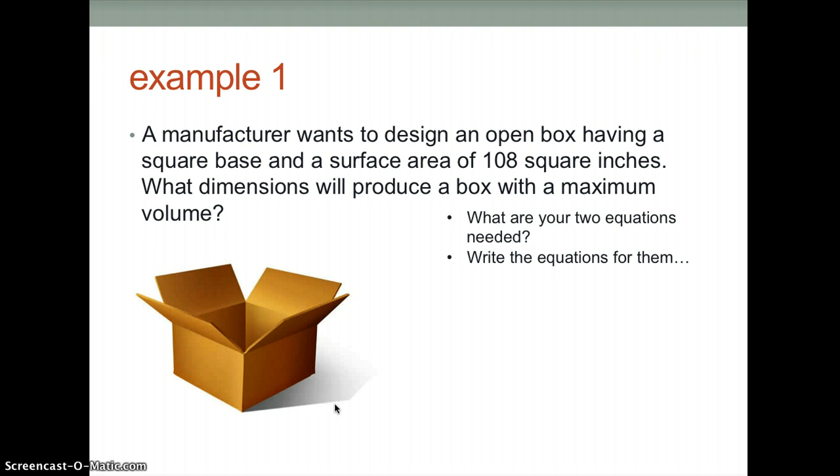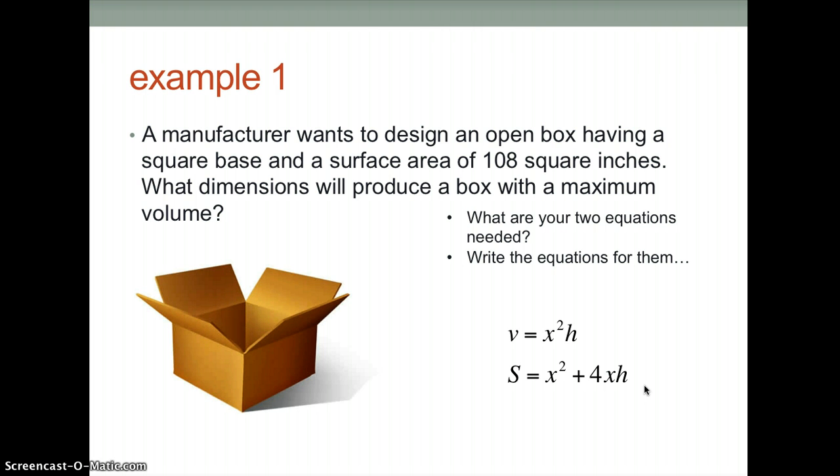So how do you find volume? Volume is normally length times width times height. But in our case, what is our length, what is our width, and what is our height? So volume equals x squared, because you have the square base, so x times h. Surface area is x squared, our square base, plus 4 times x times h, because we have 4 sides with lengths x and h. Remember, we're not counting the top flaps because it says it's an open box.